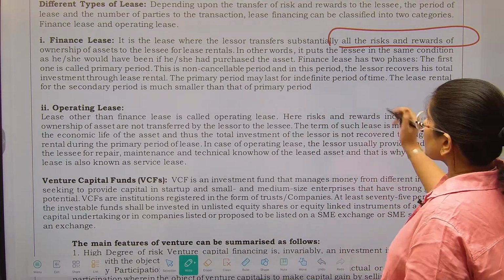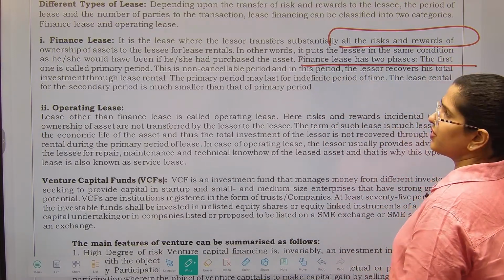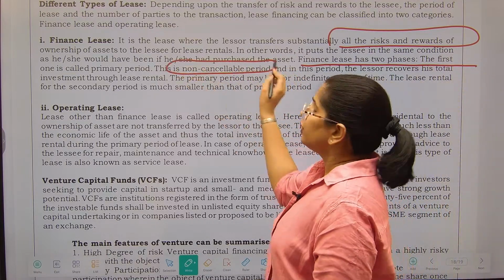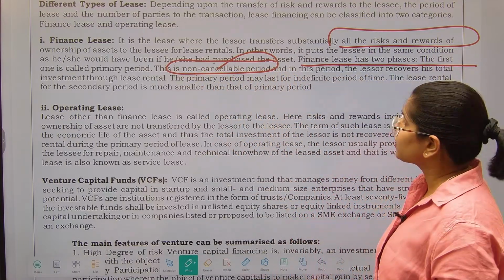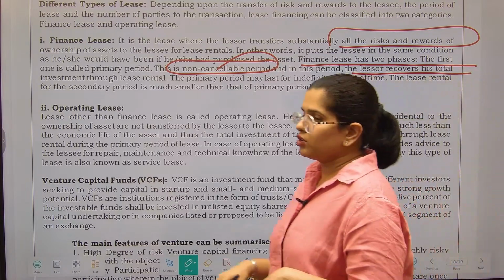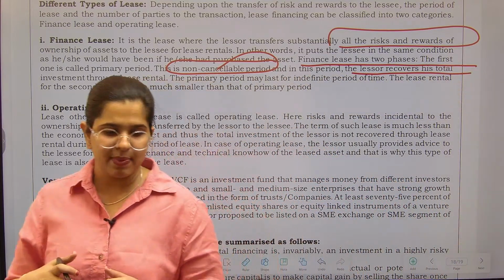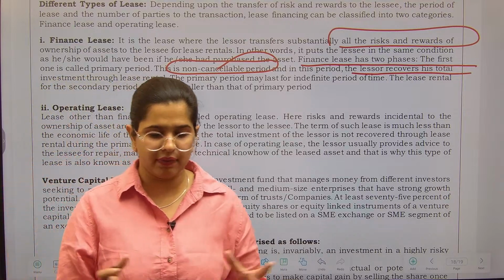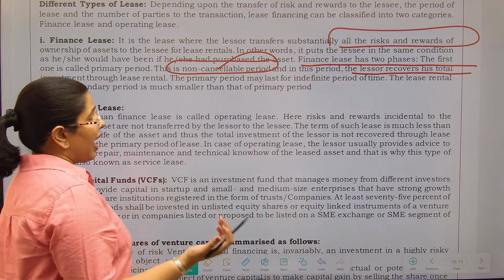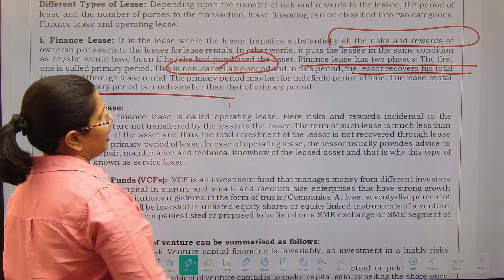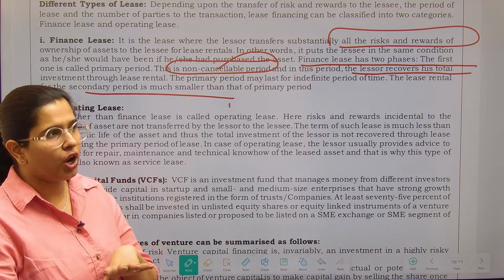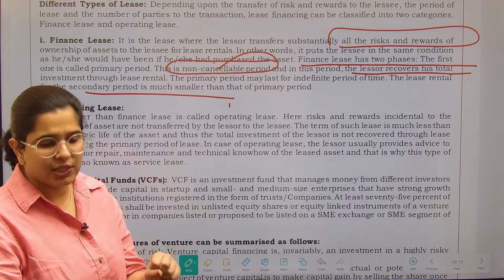Finance lease has two phases. The first is called the primary period. Over here it is non-cancelable. You cannot cancel the lease contract. In this period, the lessor recovers the total investment. So if the other person has financed my asset, he is going to recover whatever amount he has invested in it. And after that, there is a secondary period in which the lease rentals are very low because already a substantial amount of lease rentals has been recovered.